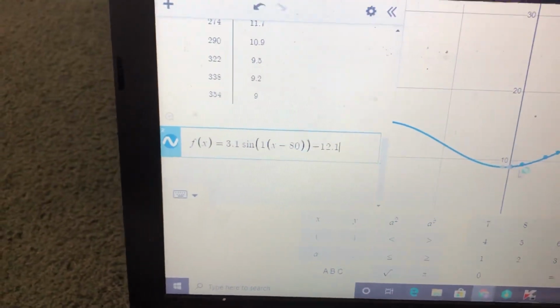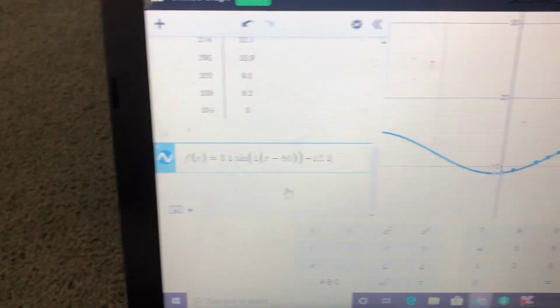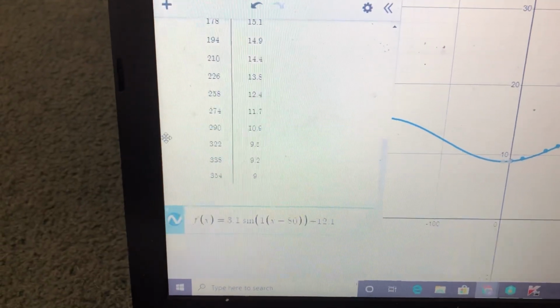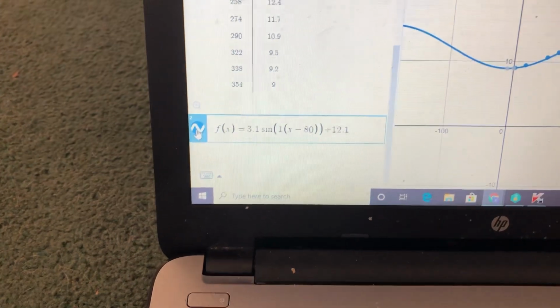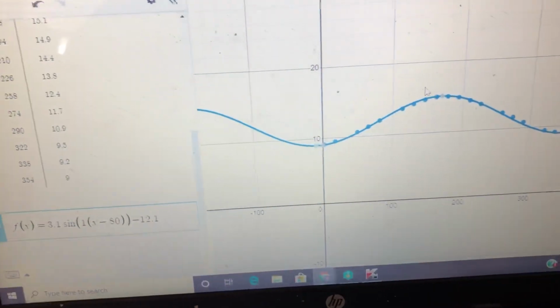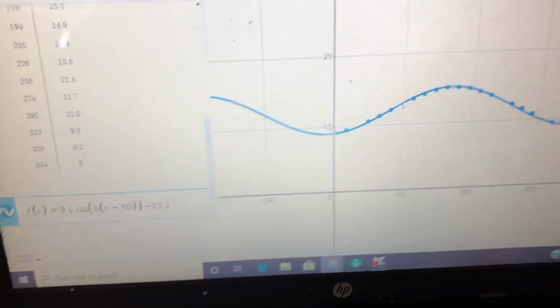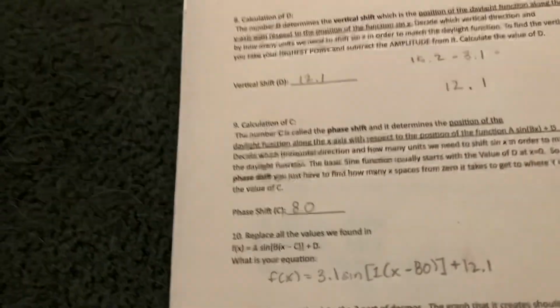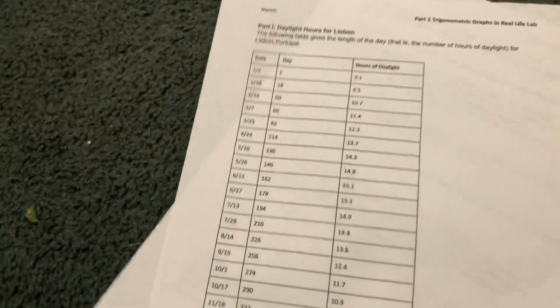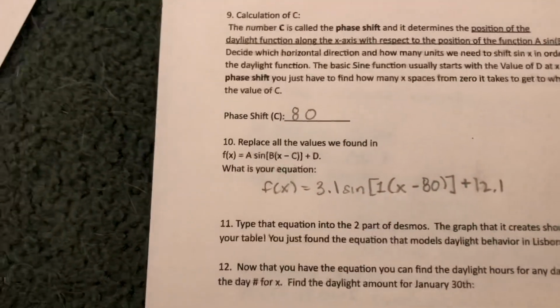All right, so now that I typed that equation, notice how this is blue, but my dots are blue. Let's change that. What color do I want? I'm not going to be picky right now. So the dots and my equation match up perfectly. So what we just did was we modeled an actual table of data from real life with a trig function that we learned in class. This is the real use of learning how to graph things.